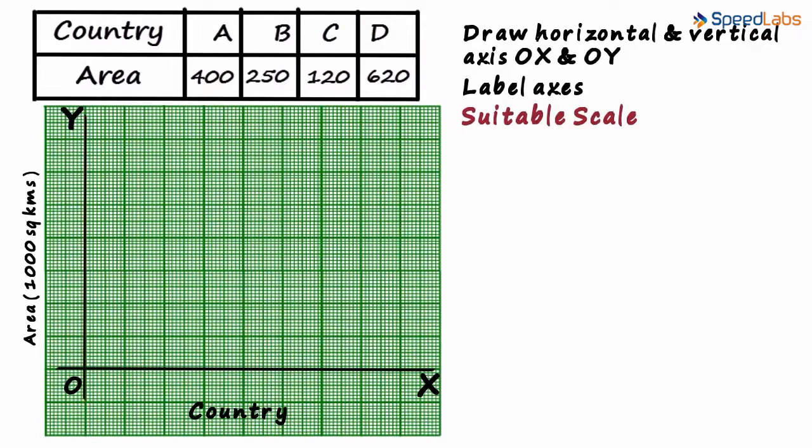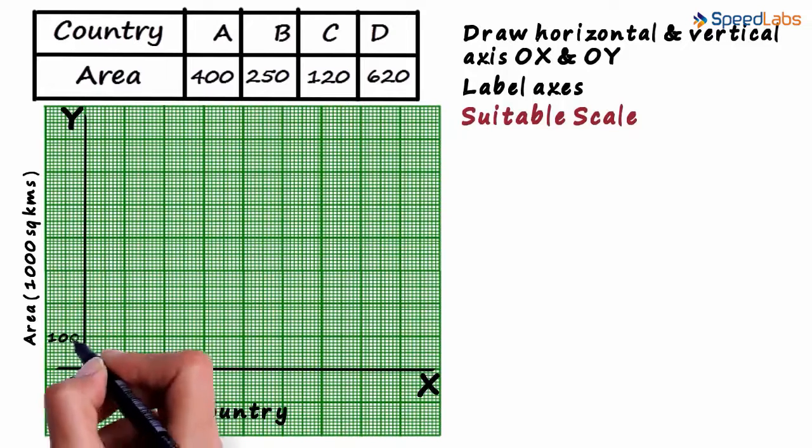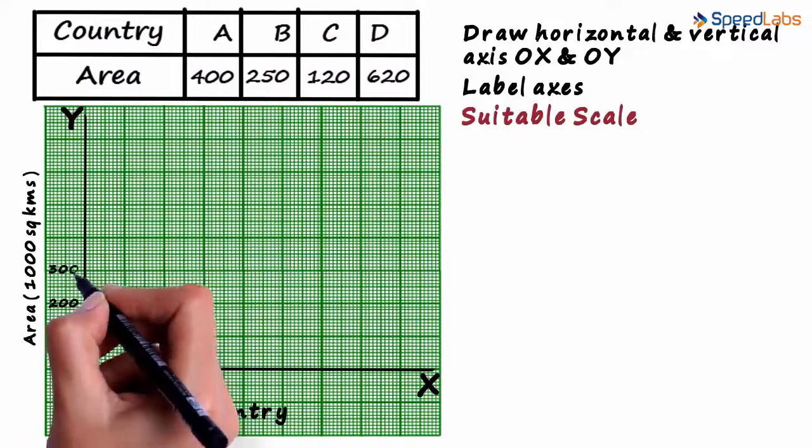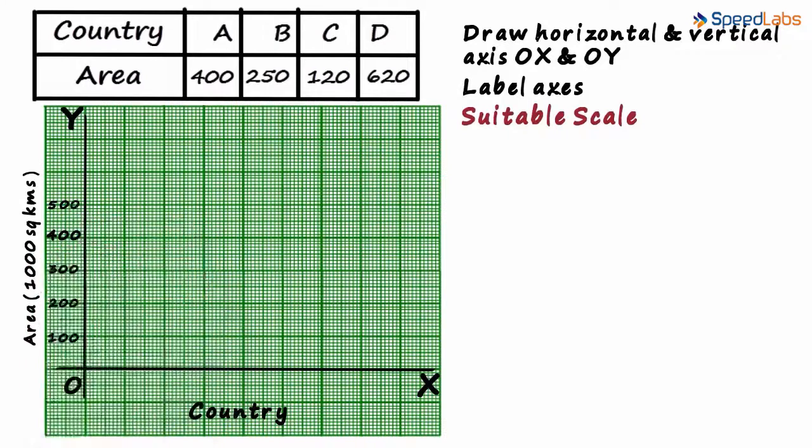Imagine if we use continuous natural numbers on the y-axis, how long would our y-axis be? It means that having numbers like 1, 2, 3, 4 and so on would not make sense. How about having multiples of 100? Numbers like 100, 200, 300 and so on up to 700. We stopped at 700 as we have no countries with area more than 700. We could not stop at 600 as we have a 620 here. But wait, what is the scale we have chosen?